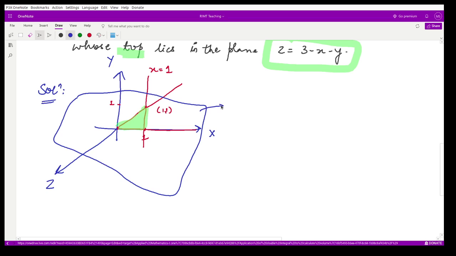right? What is the name of the surface? Z is equal to 3 minus x minus y. This is the equation for the given surface. So within this, from the top, it is bounded by this surface. So that means, suppose this is the top portion of this surface. So we have to calculate the volume only which is bounded below by this and above by this. So basically we are looking for something like this.